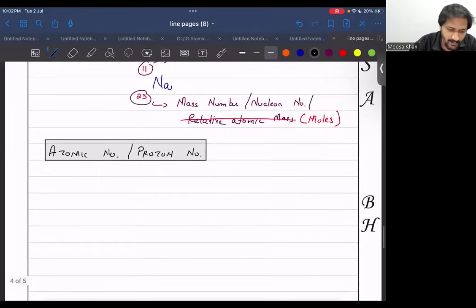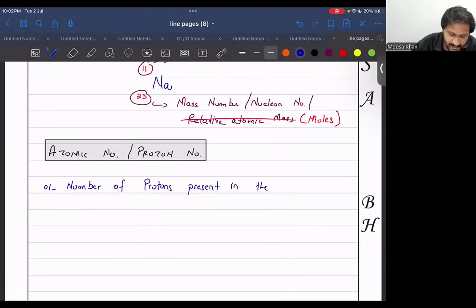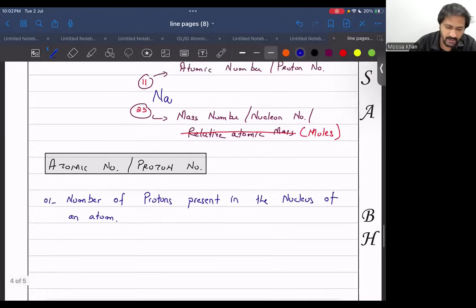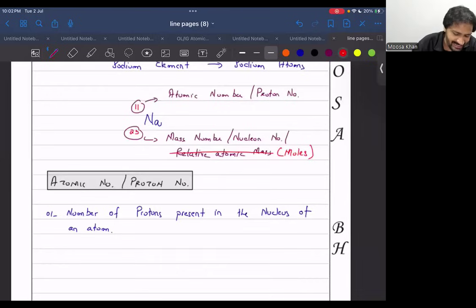Just tell me about atomic number or proton number. What does atomic number tell us? It tells us about the number of protons present in the nucleus of an atom. किसी भी एलिमेंट के एटम के न्यूक्लियस में नंबर ऑफ प्रोटॉन्स कितने हैं वो हमें एटॉमिक नंबर बताता है. For example, sodium has an atomic number of 11. It means a sodium atom nucleus contains how many protons? It has 11 protons, right?